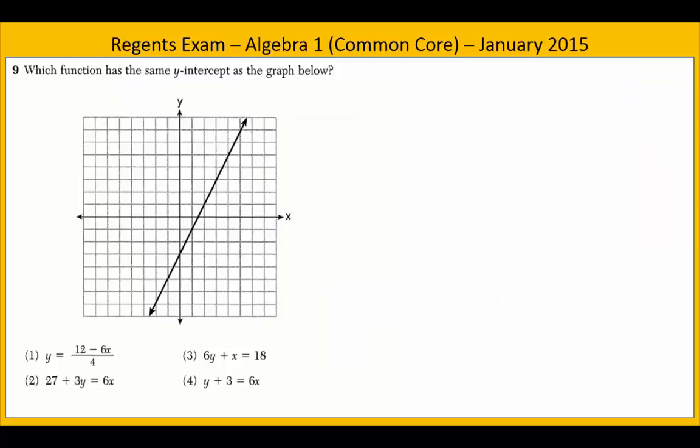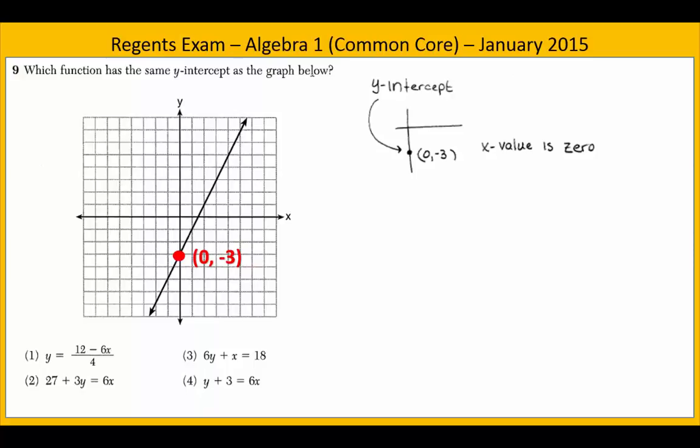In exercise 9, we're asked which function has the same y-intercept as the graph. The y-intercept is where the graph crosses the y-axis. In this case, it's the point 0, -3. There are several options for how we could solve this problem. Let's take a look at a few of them.